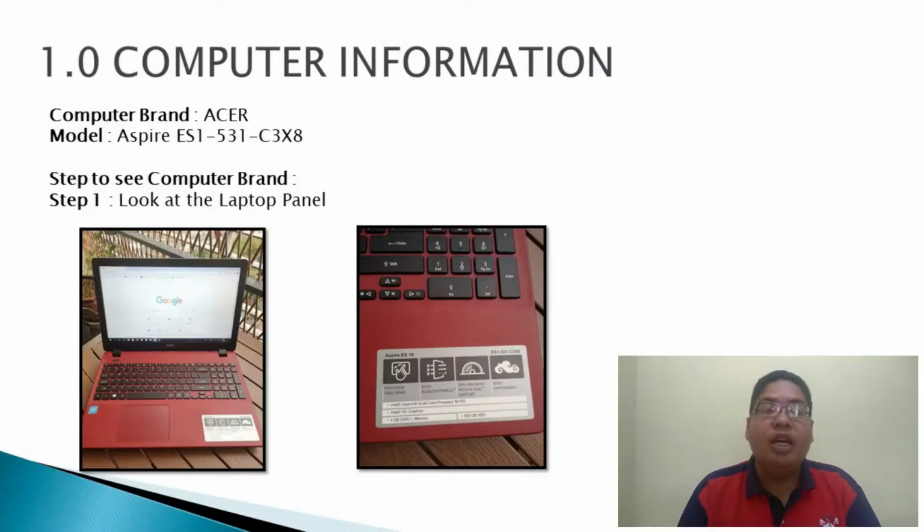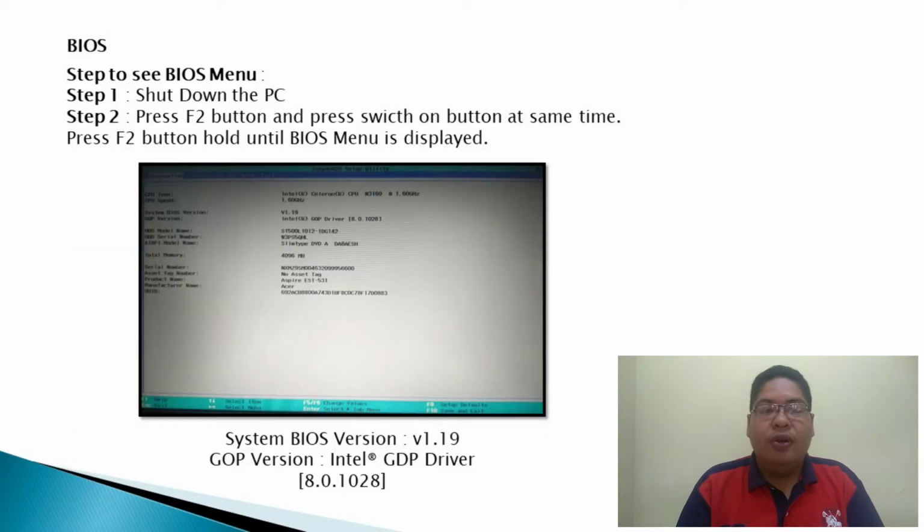Okay, first, computer information. We use the Acer. The model is Aspire ES1-531C3X8. To see the computer brand, you look at the laptop panel. Okay, next, BIOS menu. We have the system BIOS version 1.19.